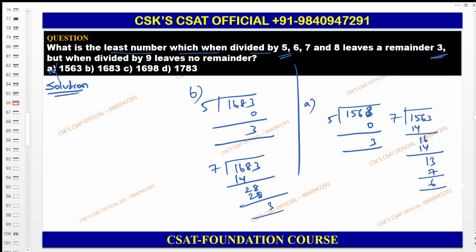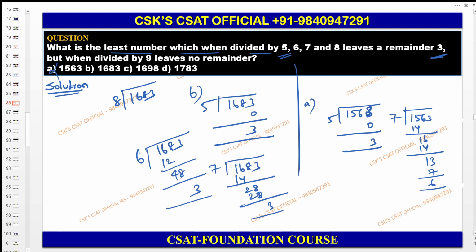Then I have to check with the 6 table, since it has to satisfy all the numbers. So 1683, here 6. In the 6 table, 12 goes, 48 completely goes, so therefore 3. That's it. Yes, it satisfies. Now let us check with 8. So 1683: 8 means 16 goes completely, 8 goes also completely, therefore 3.